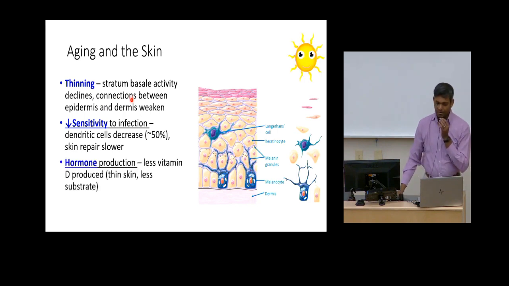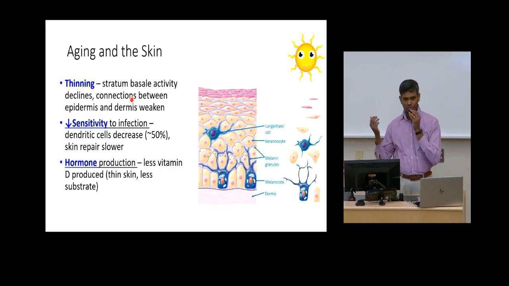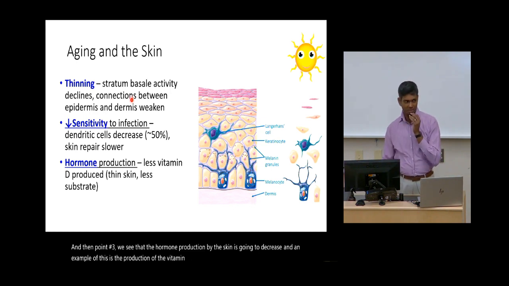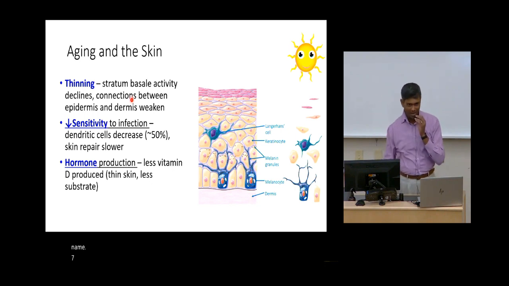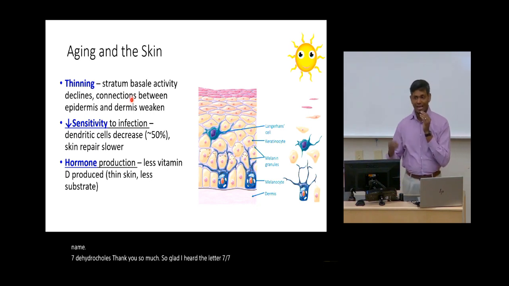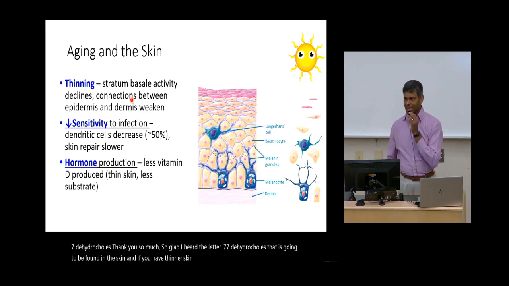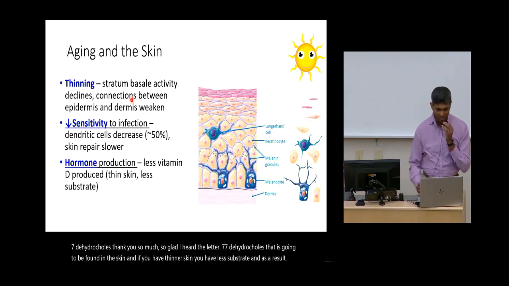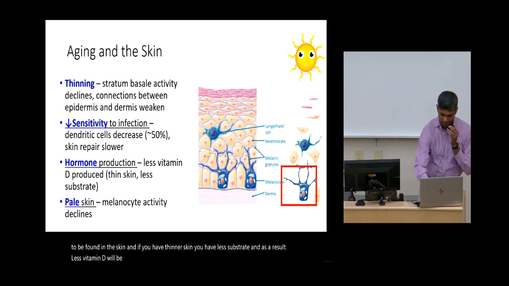And then point number 3, we see that the hormone production by the skin is going to decrease, and an example of this is the production of the vitamin D precursor. You guys remember the precursor's name? 7-dehydrocholesterol. That is going to be found in the skin, and if you have thinner skin you have less substrate, and as a result less vitamin D will be produced.